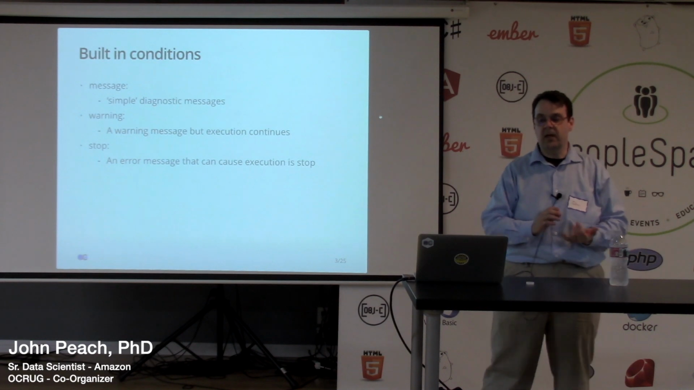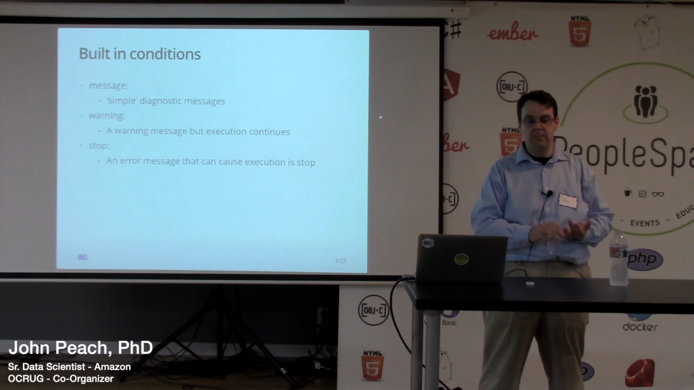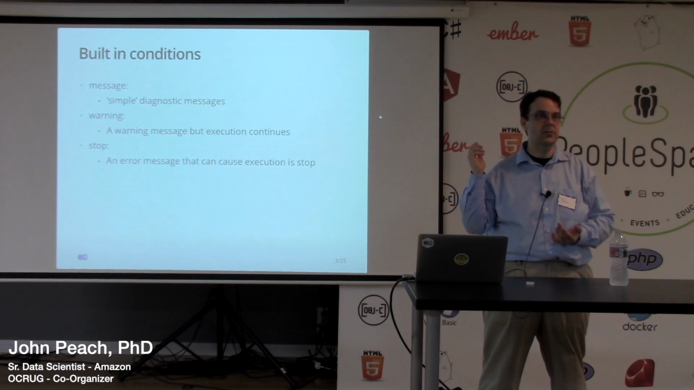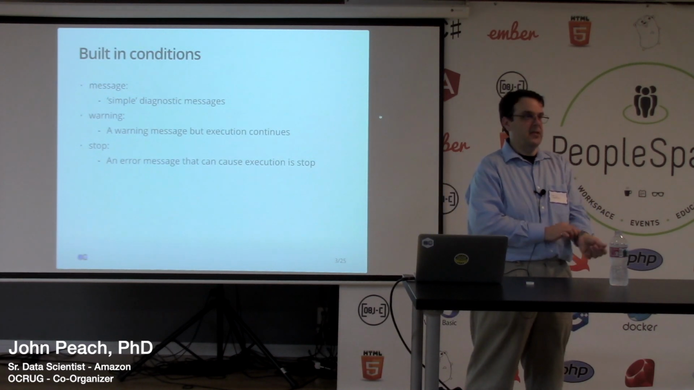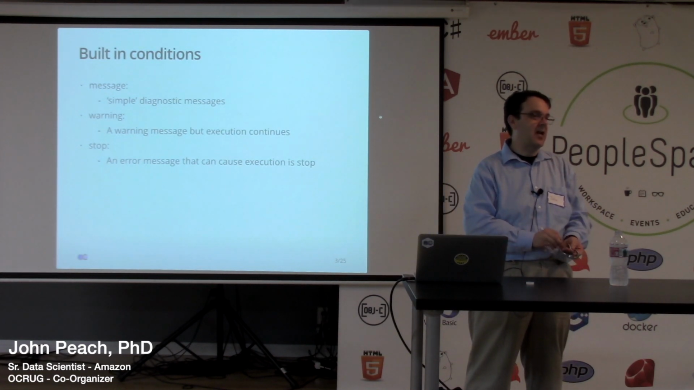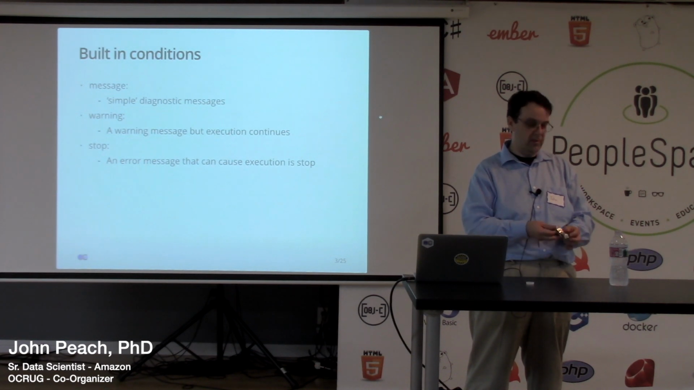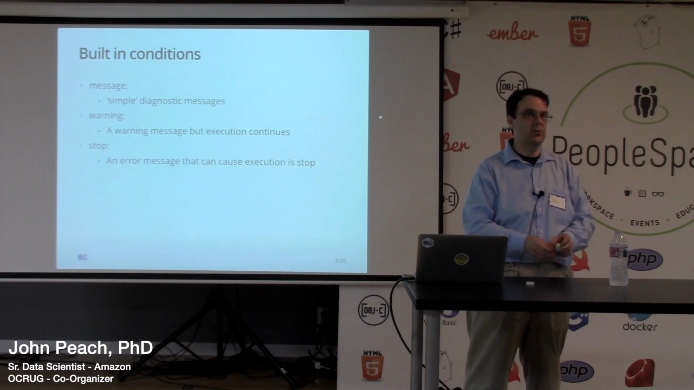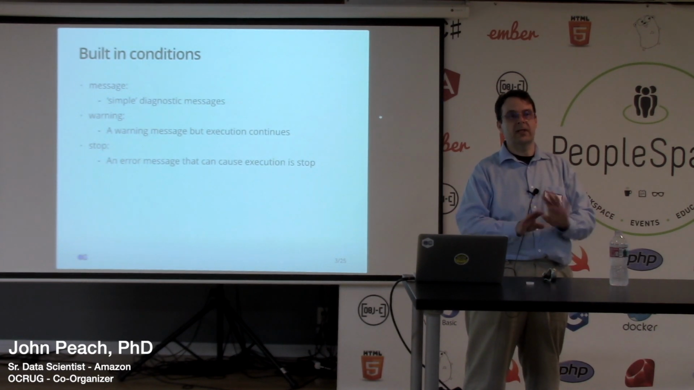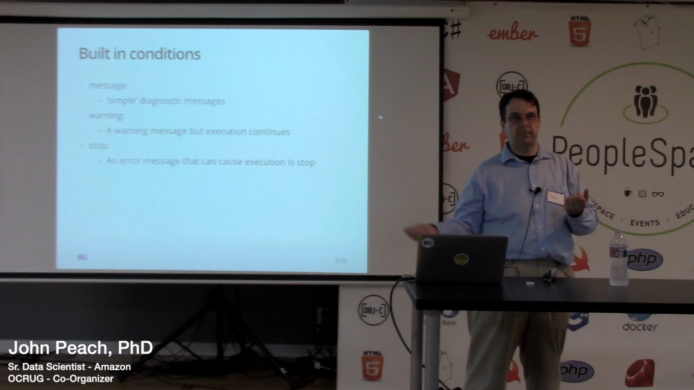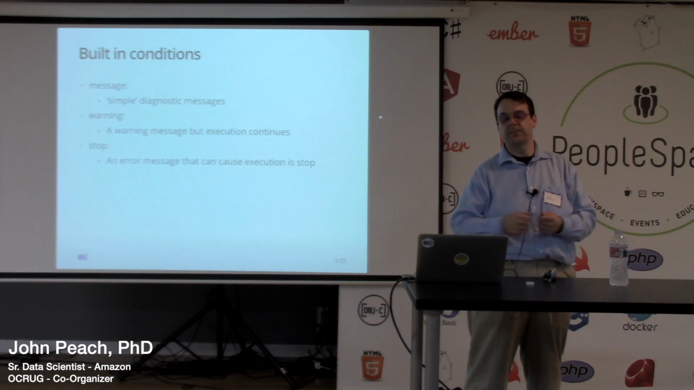So the built-in conditions are message, warning, and stop. And who here has never used or never heard of any of those? Okay, a couple of you. So message is a simple diagnostic messaging system that basically acts like print, but it doesn't print to the standard output. It prints to the standard error. And so when you're on your terminal, they look the same. But if you're capturing the output in one system, they actually go to two different places.